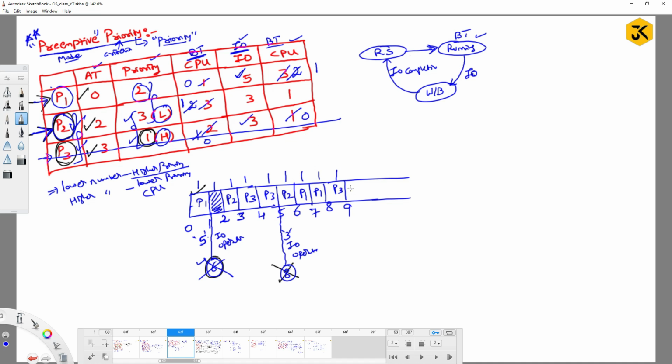Now, remaining 2 are there, P1 and P2. Which one will get the chance? Again P1 got the chance. Done by 1 unit of time, done by 10. Now, P1 is also completed.